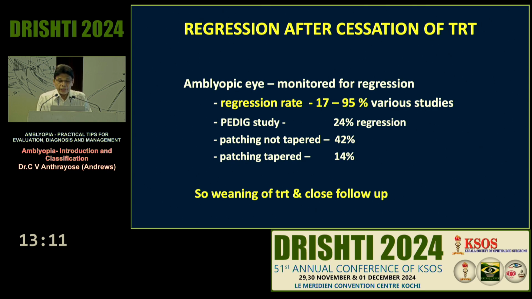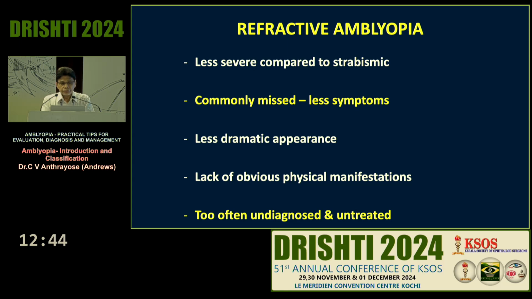So the amblyopic eye should be monitored for regression, and the regression rate is between 17 to 95% in various studies. The PEDIG study recommends that about 24% regression is possible. If you have too much patching and it is not tapered, the regression rate is about 42%. If the patching is tapered, regression can be up to 14%. So weaning of treatment and close follow-up is very, very essential for treatment of amblyopia.